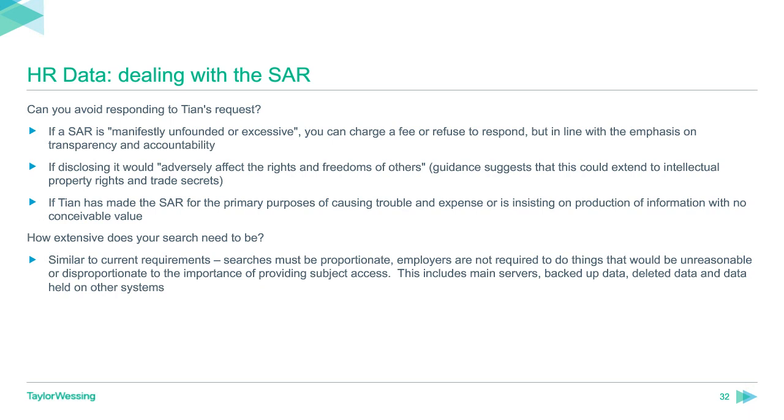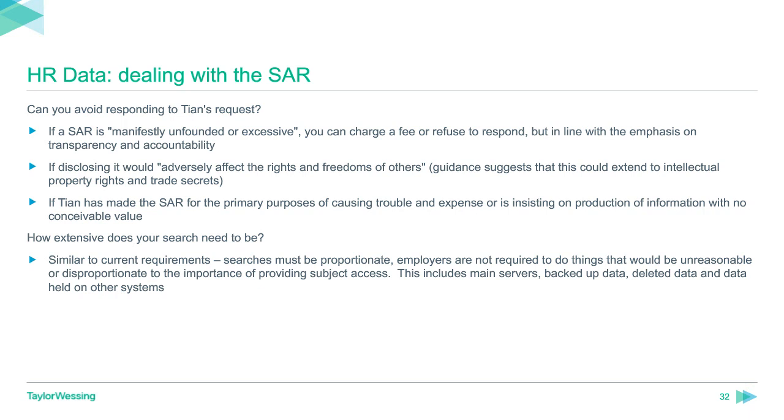You could withhold data if disclosing it would adversely affect the rights or freedoms of others. Again, that's quite a high threshold to get over, so it's probably not going to be relevant for a lot of the information we're talking about in this scenario with Tian. One that might well be more relevant is where Tian has made the subject access request for the primary purpose of causing trouble and expense, or is insisting on information that doesn't have any conceivable value to him, you could rely on the doctrine of abuse of rights and refuse to respond.